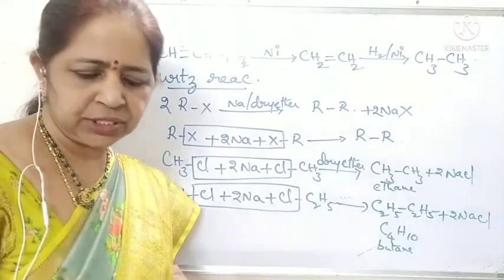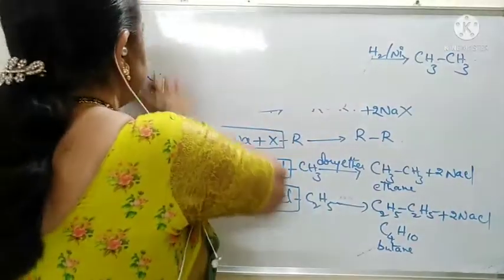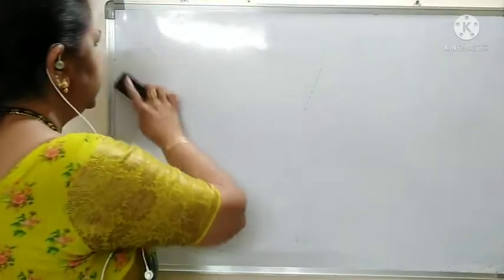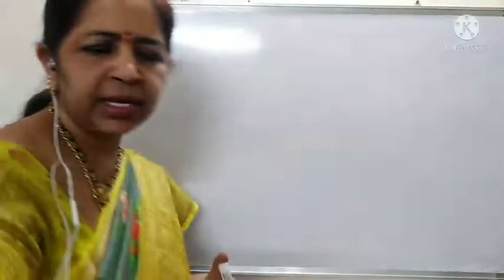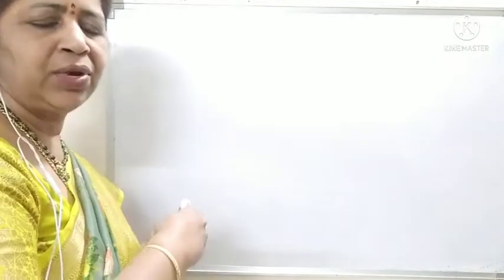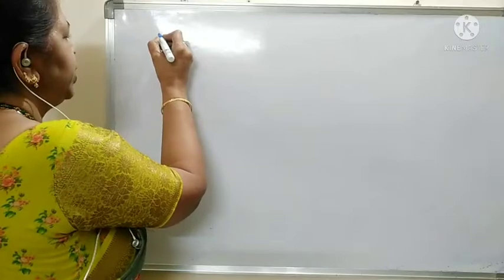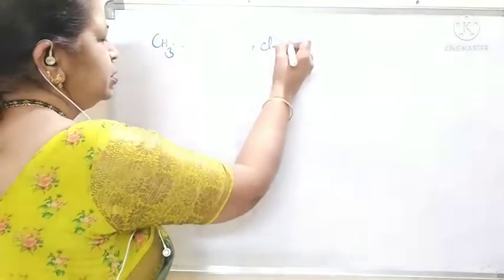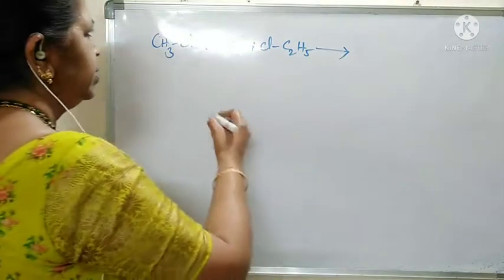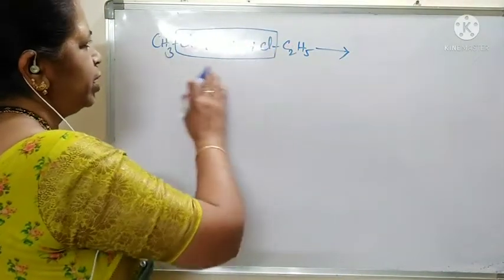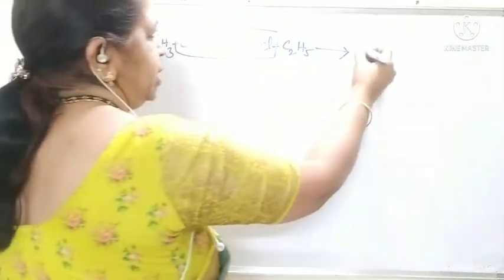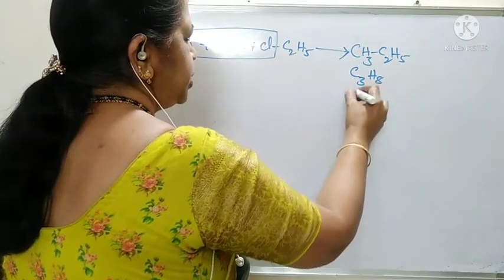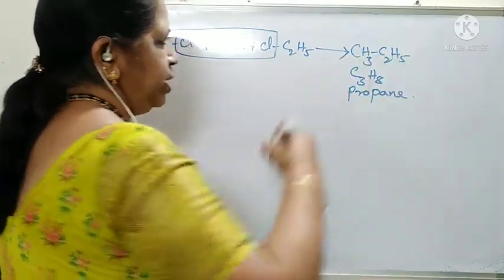That is known as crossed Wurtz reaction. What is crossed Wurtz reaction? If we take 2 different alkyl halides, they are reacted with sodium metal in dry ether to get an alkane. But here we get a mixture of alkanes. For example, if we take methyl chloride, 2Na plus ethyl chloride, C2H5Cl, what do we get? These 2 chlorides will react with sodium and methyl and ethyl will join to form propane, CH3C2H5, which is nothing but C3H8, propane.